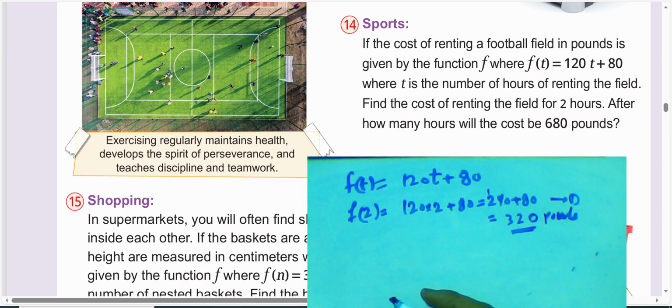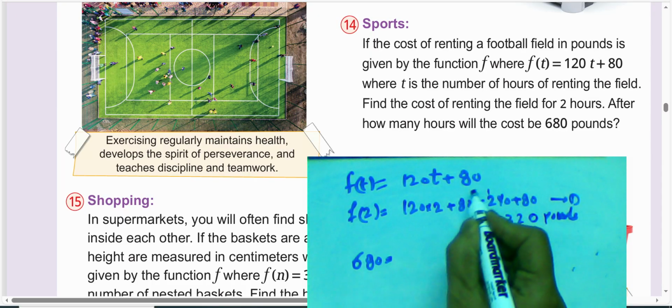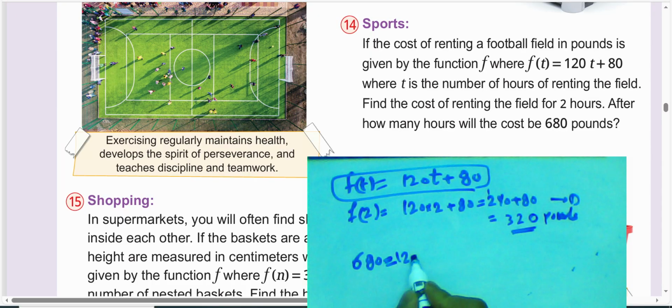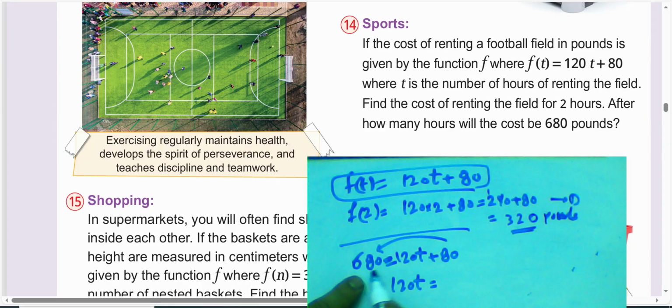And what about question number 2? He asks after how many hours the cost will be 680. 680 will be equal to 120t plus 80. Then 120t equals 680 subtract 80, which is 600. Then t, the number of hours, will be 600 divided by 120 equals 5 hours. Then after 5 hours, the cost of the football field will be 680.